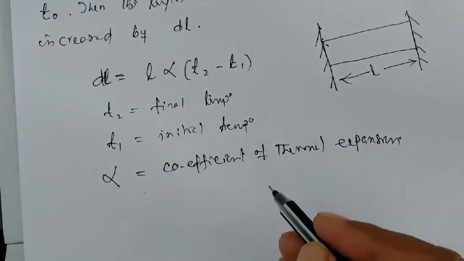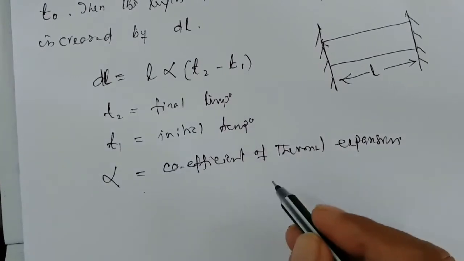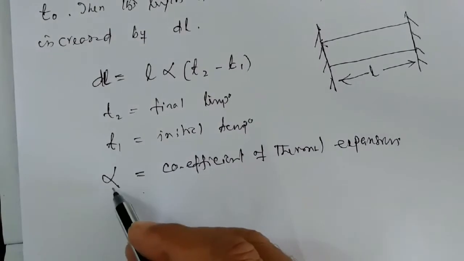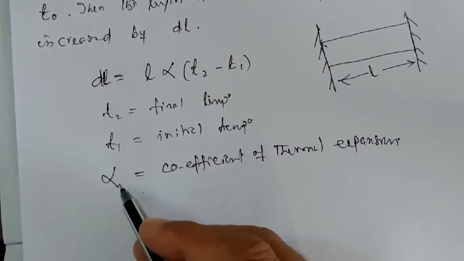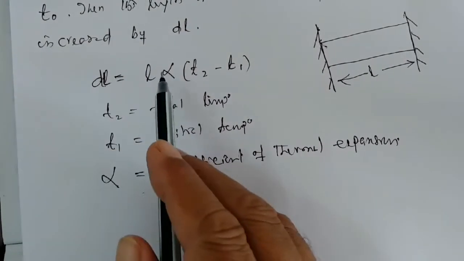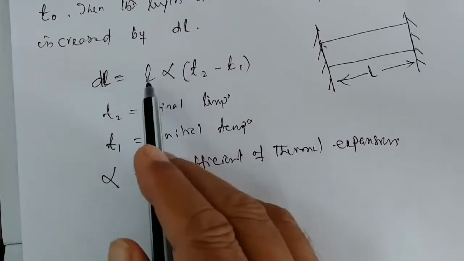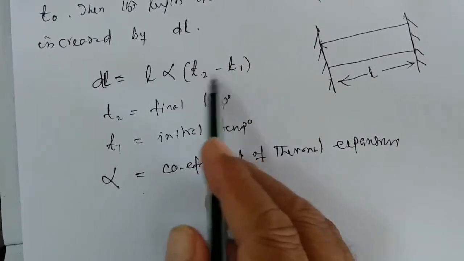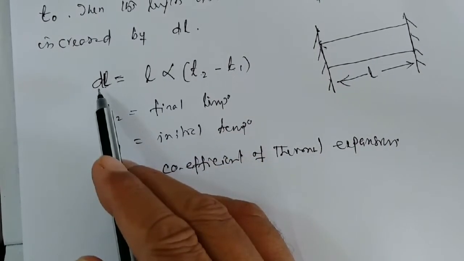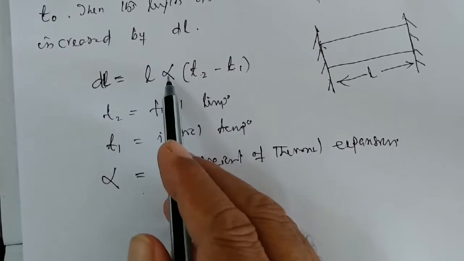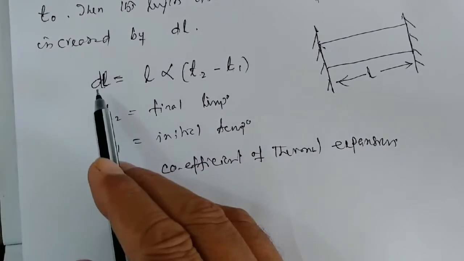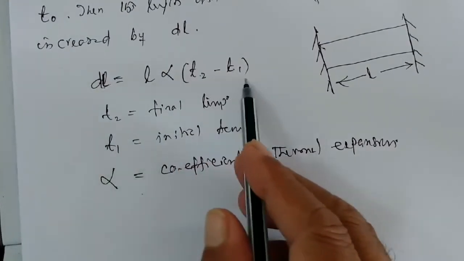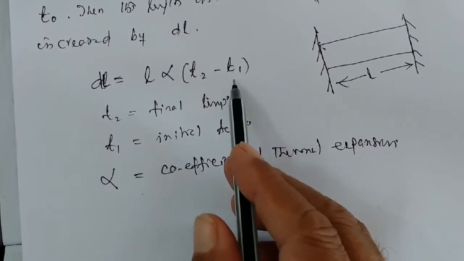For steel it will be something, for copper something else, for aluminium something else. So depending upon the values of alpha of different materials, the change in length due to change in temperature will be L alpha (T2 minus T1). If the change in temperature is more, the change in length will be more. If the alpha value is more, the change in length will also be more. Okay, this is the deformation due to temperature change.